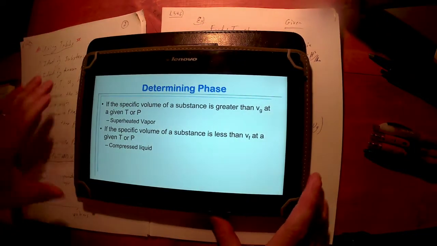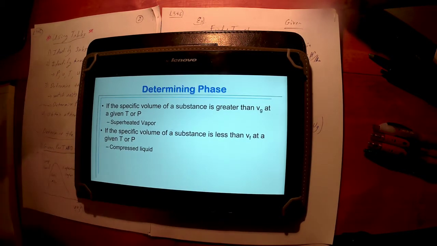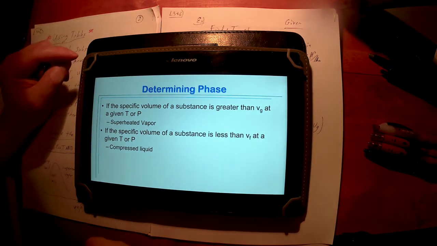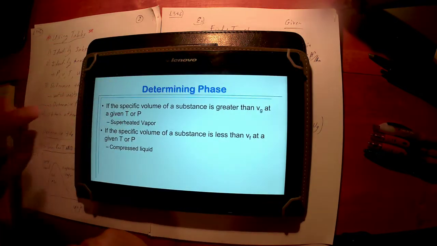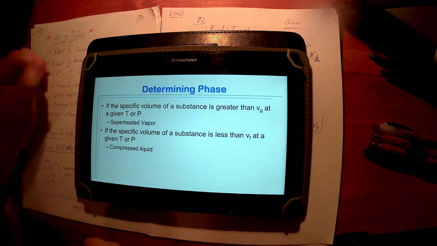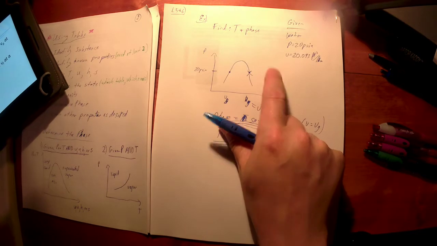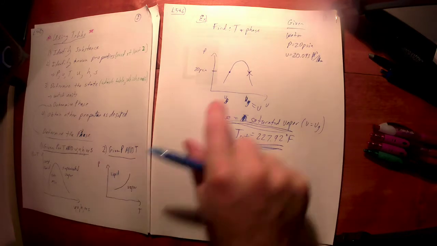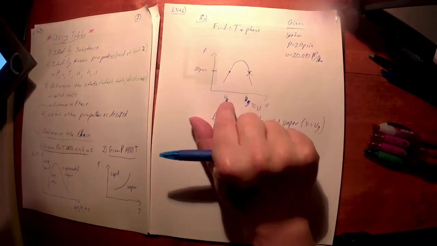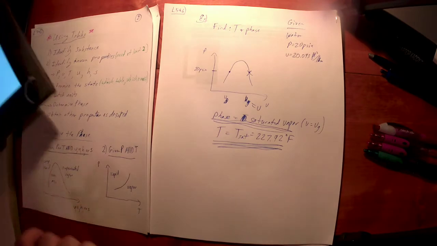Okay. So, if you have a specific volume greater than the value for your saturated vapor, that puts you in the superheated vapor region. We've drawn these diagrams earlier, right? So if I found my V value put me out here, that puts me out here in the superheated vapor region, right? Or if I've got a V value that puts me behind the VF value, back in here, that puts me in the compressed liquid region. And that's what we're saying here.